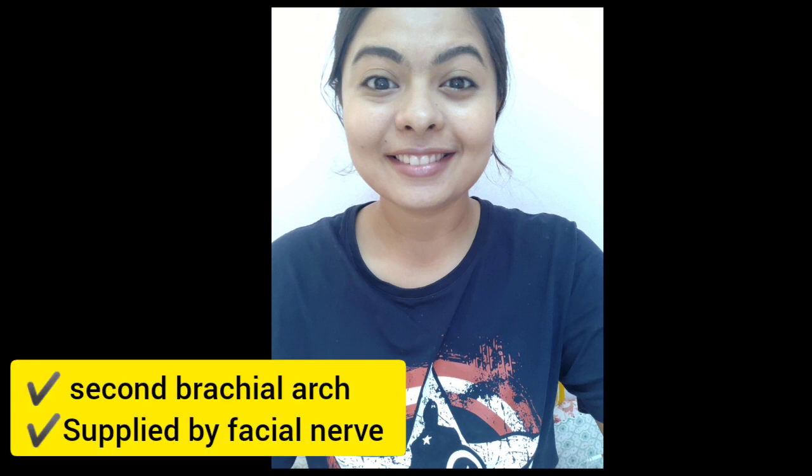Embryologically, they develop from the mesoderm of the second branchial arch. Therefore, they are supplied by the facial nerve. And all of them are inserted into the skin.